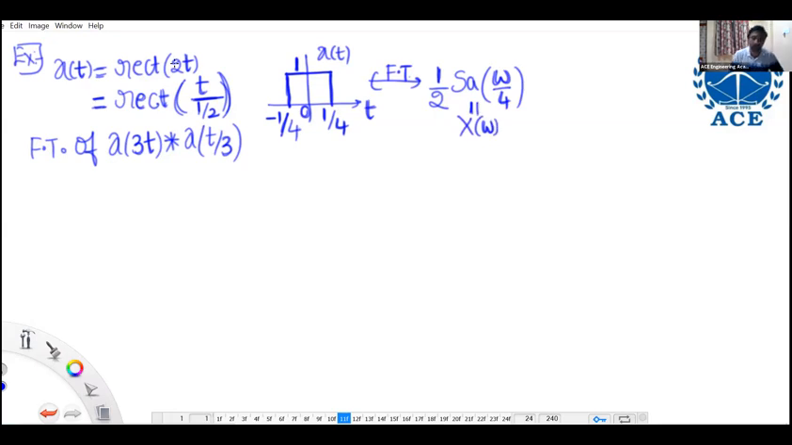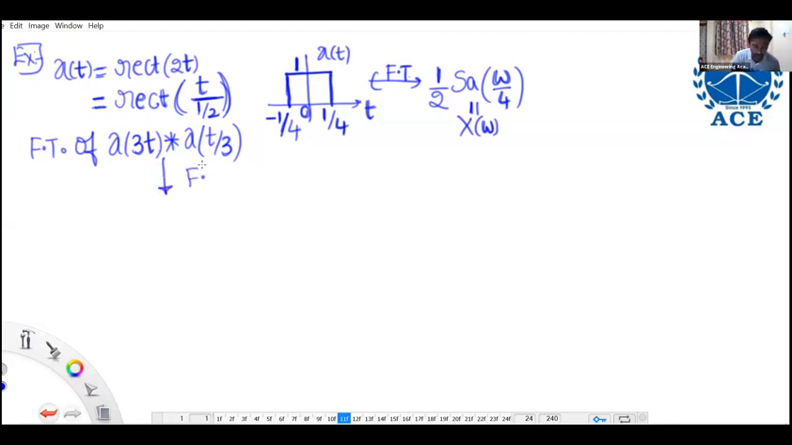I adjusted rect 2t as what? A rect t by T form. So now it is neatly looking like a symmetrical rectangle. For a symmetrical rectangle, what is the direct way of taking the answer, sir? This type.